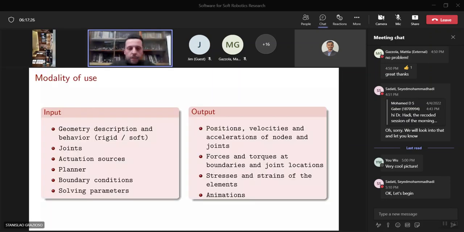What about the usage? For now, the simulator takes as input an input file where the user describes the geometry of the system and the behavior of the bodies, whether they are rigid bodies or soft bodies. For a rigid body, you include the mass of the body and the inertia properties, while for soft bodies, since we deal just with monodimensional elements, we need mass and stiffness matrices for the element.